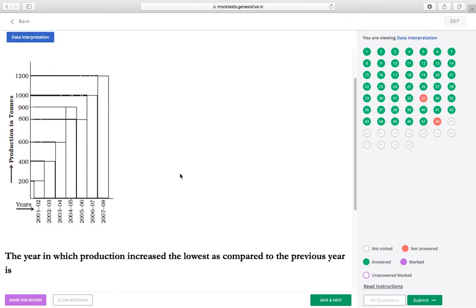Okay, 33rd. The year in which production increased the lowest as compared to the previous year is. Now observe, we're talking about the difference in the numerator, the difference in the production of the previous year and that particular year, divided by the reference. The reference is basically the previous year, right?